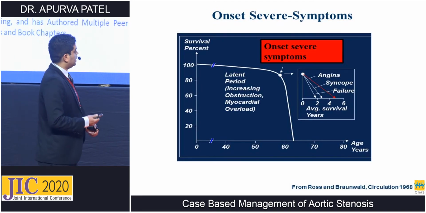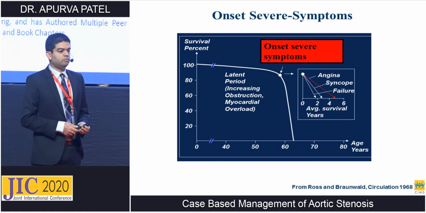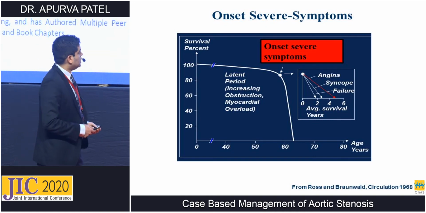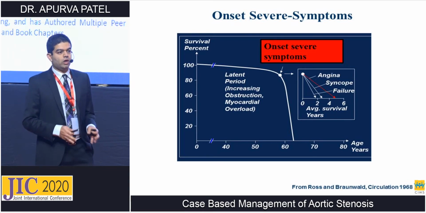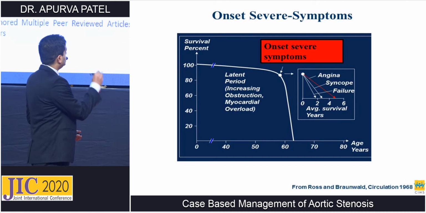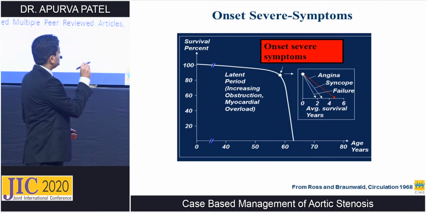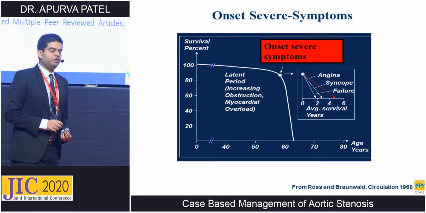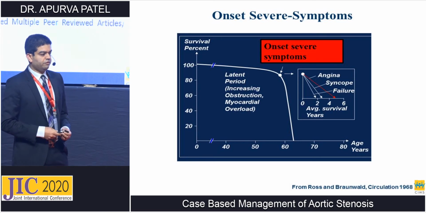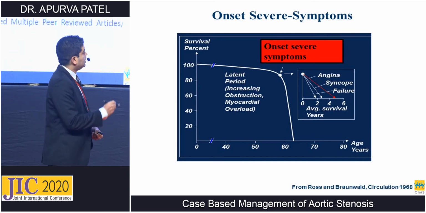Everybody must remember this slide. This is a famous slide from Dr. Braunwald, published back in the 1960s, which talks about the natural history of aortic stenosis, or what happens to these patients. If you look at this particular point where you have onset of severe symptoms, starting at this point down, your survival is 50% at 5 years. 50%. That's like one of two patients will die if nothing is done.